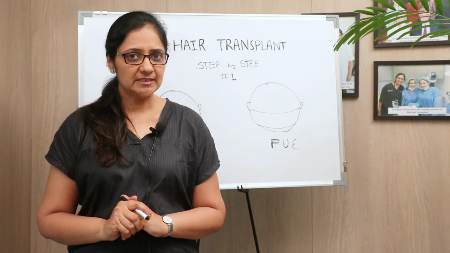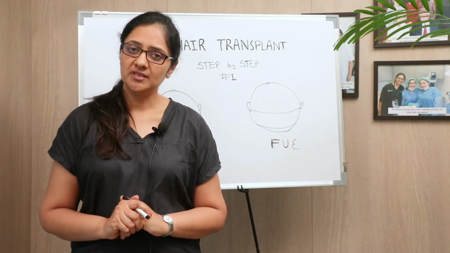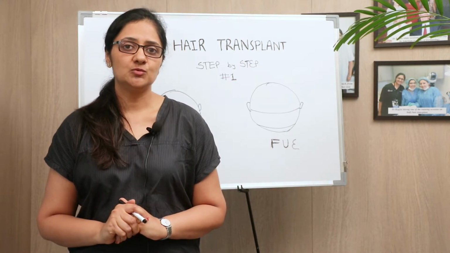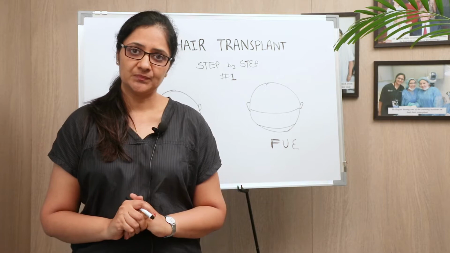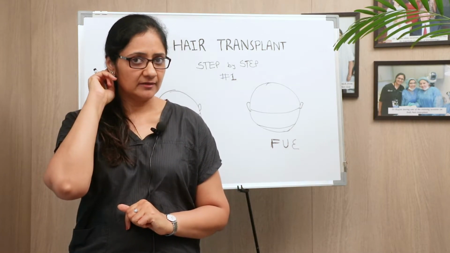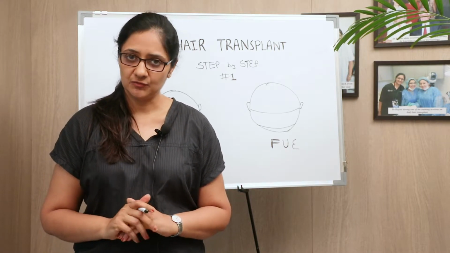Now there are different techniques to do hair transplant. There are mainly two techniques, strip surgery and FUE. Strip surgery is many times known as FUT or follicular unit transplant. In strip surgery, we take out a strip of skin from the back of your head, dissect it into individual hair follicles and implant that in the front.